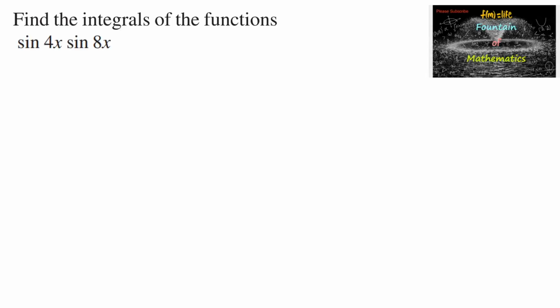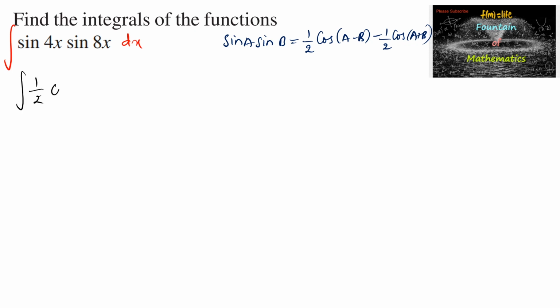Find the integral of the function sine of 4x into sine 8x dx. So we know that sine a sine b is equal to 1 by 2 times of cos a minus b minus 1 by 2 times of cos a plus b. So we can write here integral 1 by 2 cos of 4x minus 8x minus 1 by 2 cos of 4x plus 8x dx.